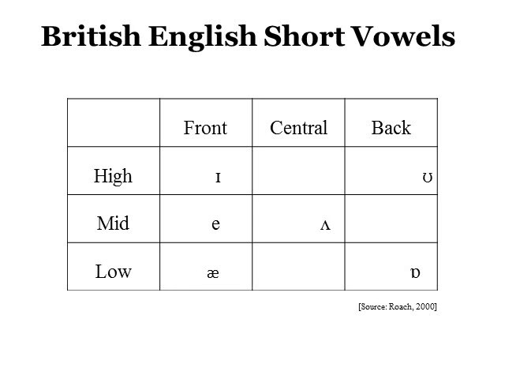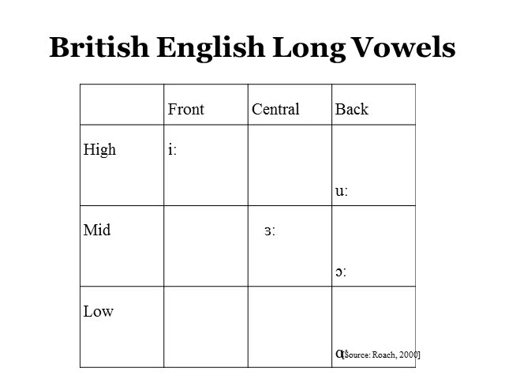These are British English short vowels. So according to tongue height and tongue position, this could be high, mid, low or front, central, back. These are the long vowels of British English. This could also be high, mid, low or front, central, back.